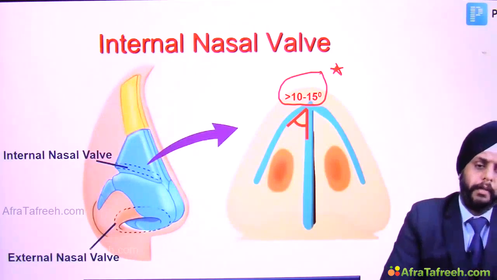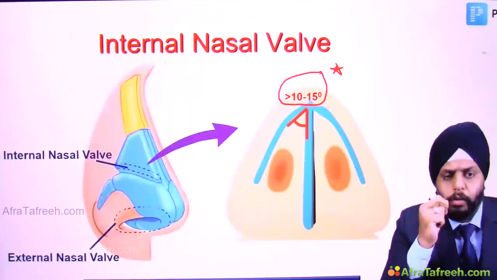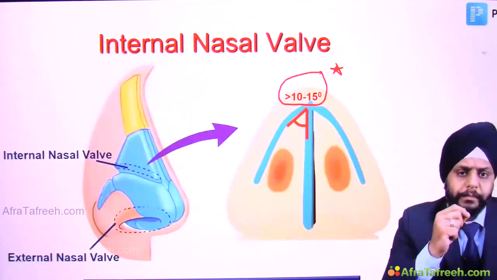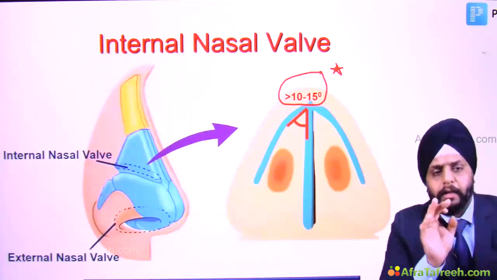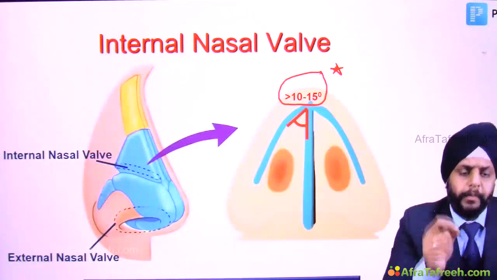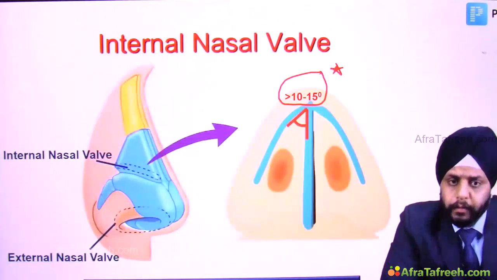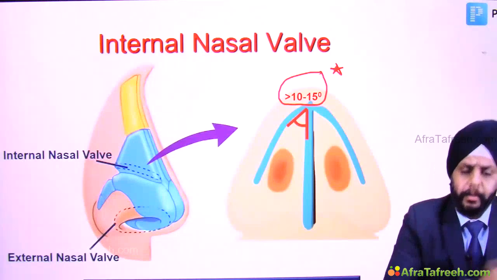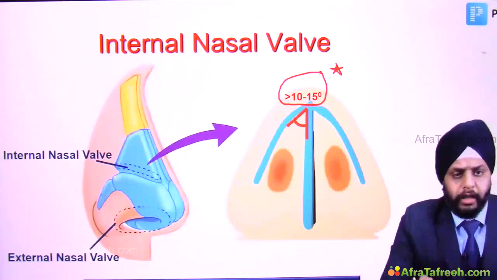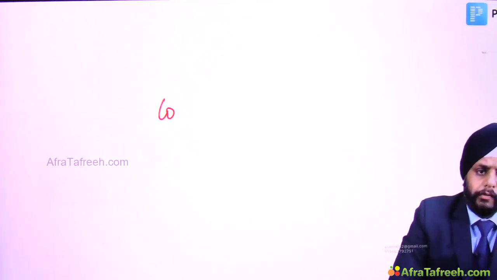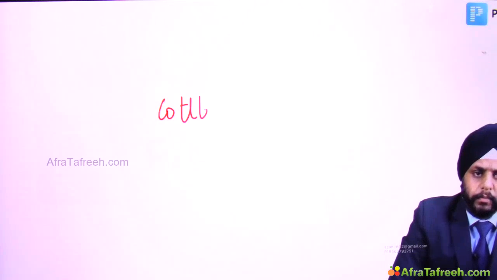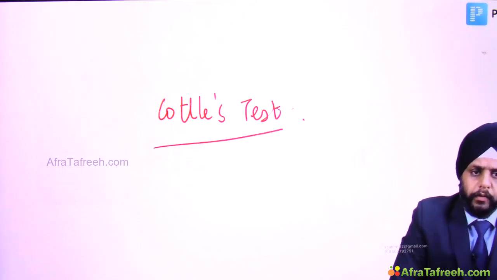Now remember, let's say there is a patient who comes to you with nasal obstruction and you suspect that this obstruction may be because of the internal nasal valve. How will you check that? To check that, we have a very simple test, and that is known as Cottle's test. Okay, so what do we do in Cottle's test?